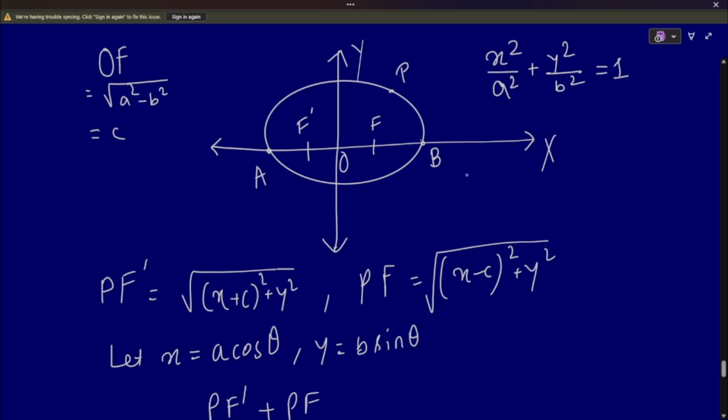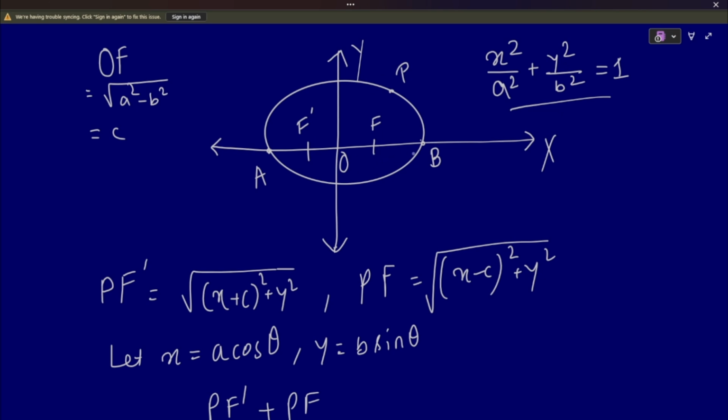Hello everyone. So we are going to discuss a very interesting property of a geometric figure called an ellipse. So first, take an ellipse, and let's say the random ellipse is x square upon a square plus y square upon b square equals 1. The length of the major axis is 2a and the length of the minor axis is 2b.